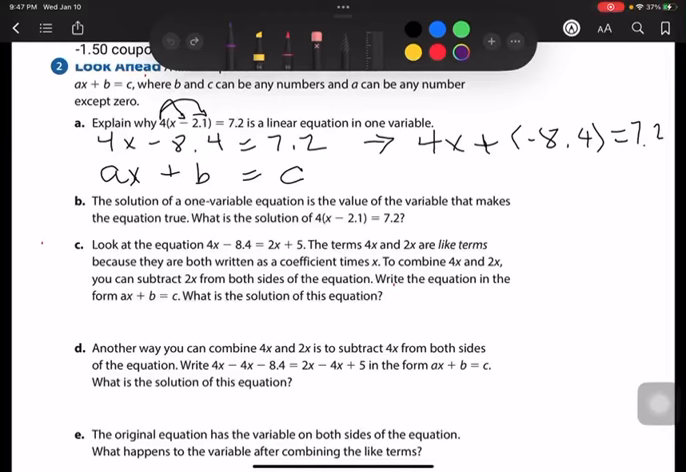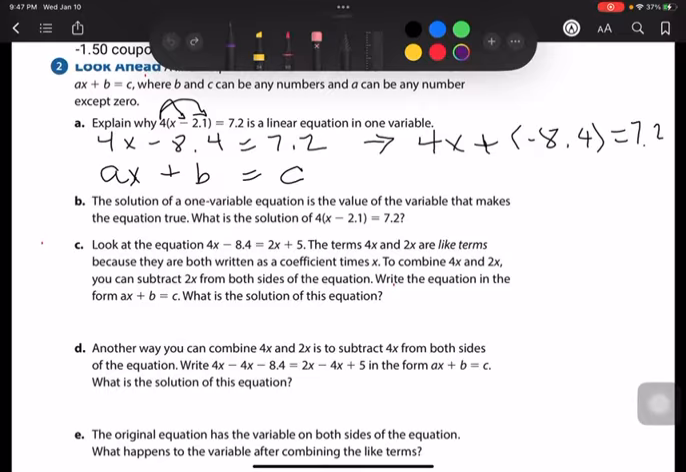2b, it says the solution of a one variable equation is the value of the variable that makes the equation true. What's the solution? If you did not have the equation above, which is 4x plus negative 8.4 equals 7.2, then you need to rework it to solve it. I'm going to take this problem and continue to solve it here.